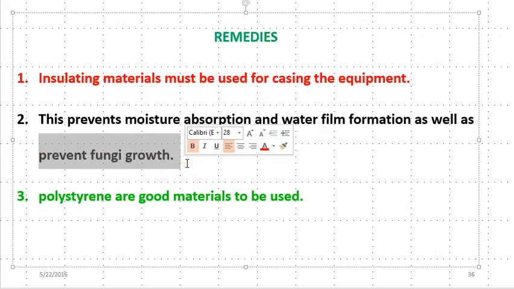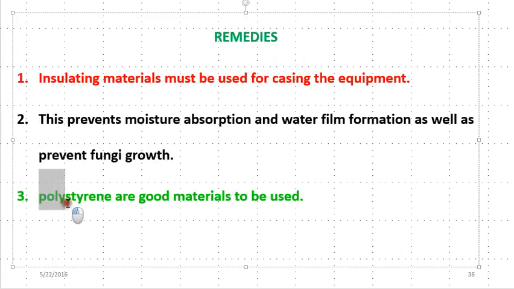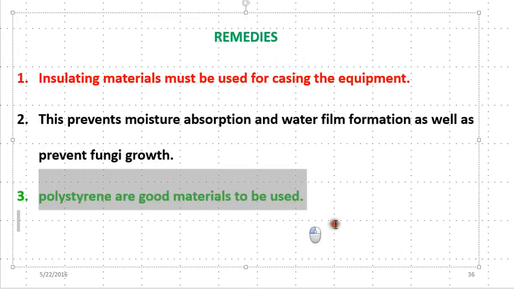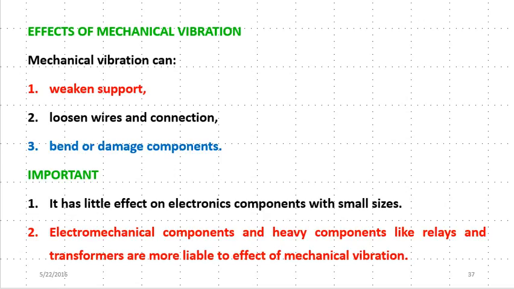What we are saying here is that if we provide a means that will reduce or eliminate the possibility of condensing water vapor inside our enclosures, then there is no moisture. If there is no moisture, definitely fungi will not grow, and if it does not grow, all those effects we have mentioned will not occur. And the typical material we use for that is polystyrene. It's a good insulating material to prevent the entrance of this water vapor.